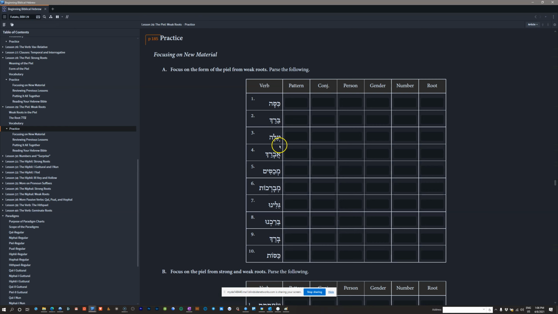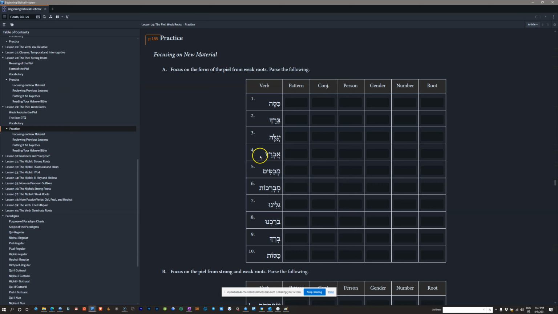Number 3, we've got pretty much a strong verb. The only difference between this and a strong verb of a Piel imperfect is that in most imperfects you would get a holem or a patach on the lamed. Here you get a segol because third heys come out as segol hey in the imperfect. Number 4.